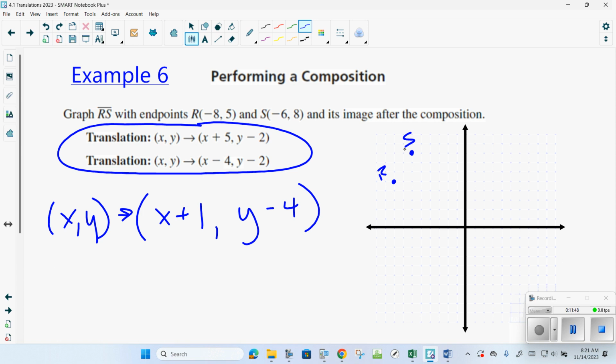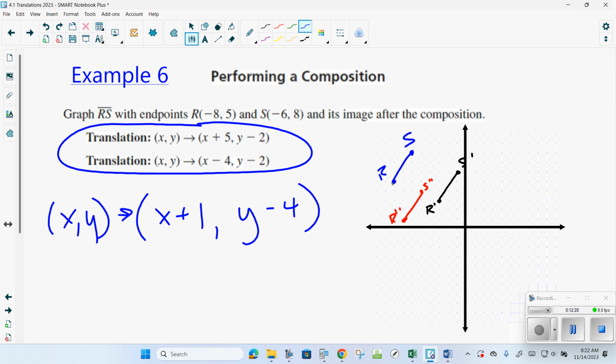So if I added 5 and subtracted 2. So here's S prime, R prime. And the next one, you're subtracting 4 and subtracting 2 again. Technically, this would be R double prime and S double prime because you moved it twice. Notice, it's all rigid motion, meaning they're all the same picture. I just moved it around.